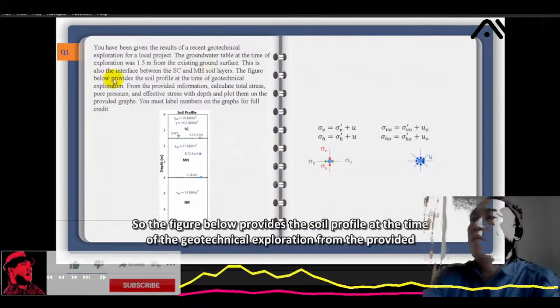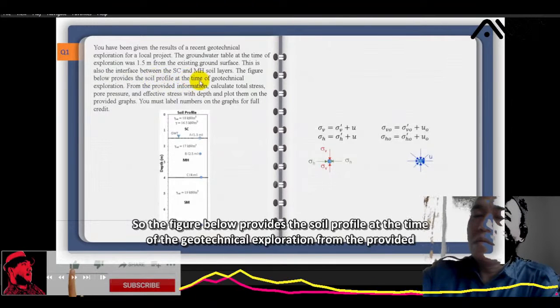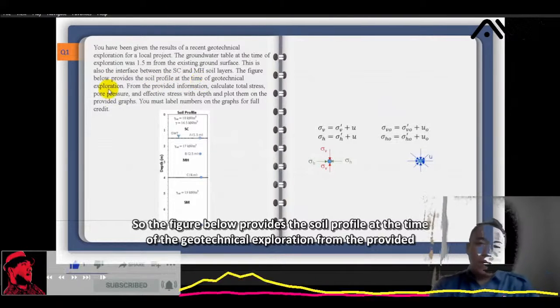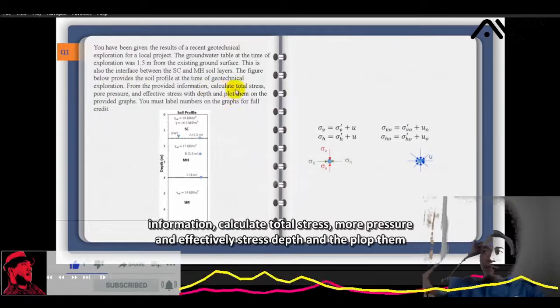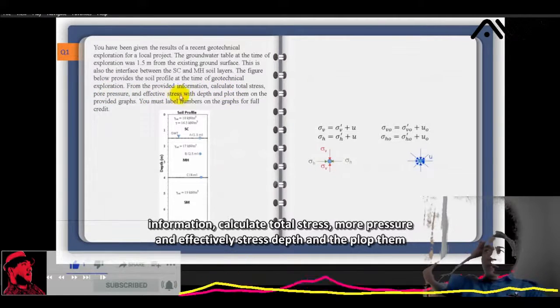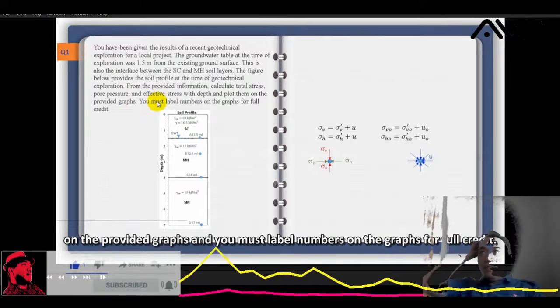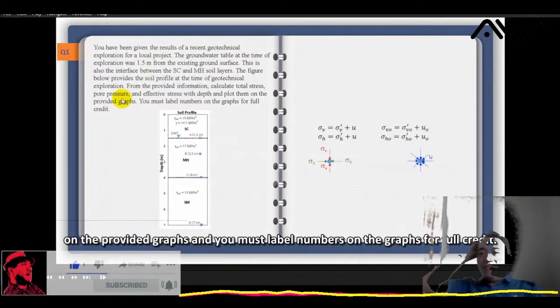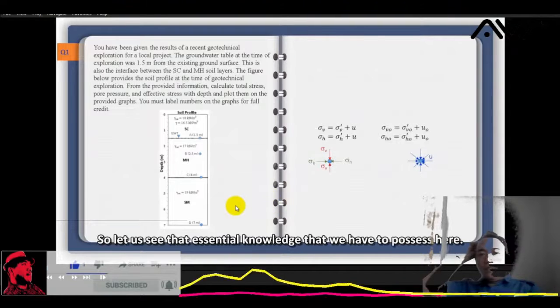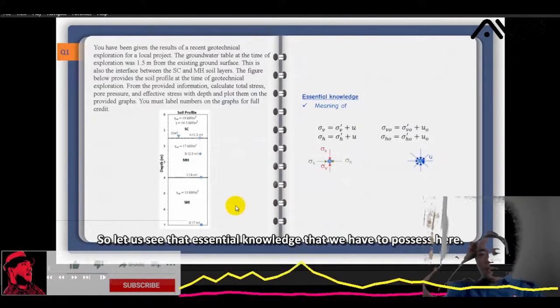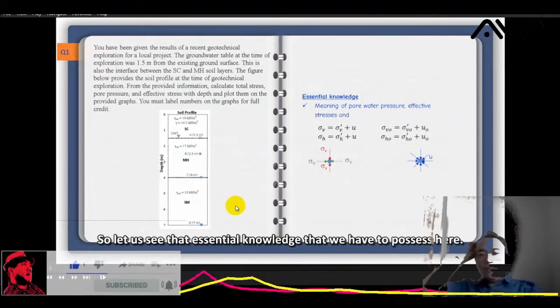So the figure below provides the soil profile at the time of the geotechnical exploration. From the provided information, calculate total stress, pore pressure, and effective stress with depth and plot them on the provided graphs. And you must label numbers on the graphs for full credit. So let us see the essential knowledge that we have to possess here.